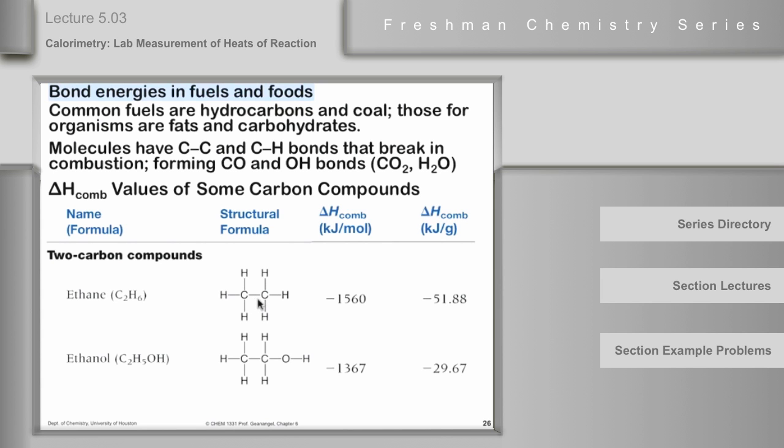Now let's suppose that we look at the ethyl alcohol here, ethanol, as a representative of the kinds of foods that already have some carbon-oxygen bonds.